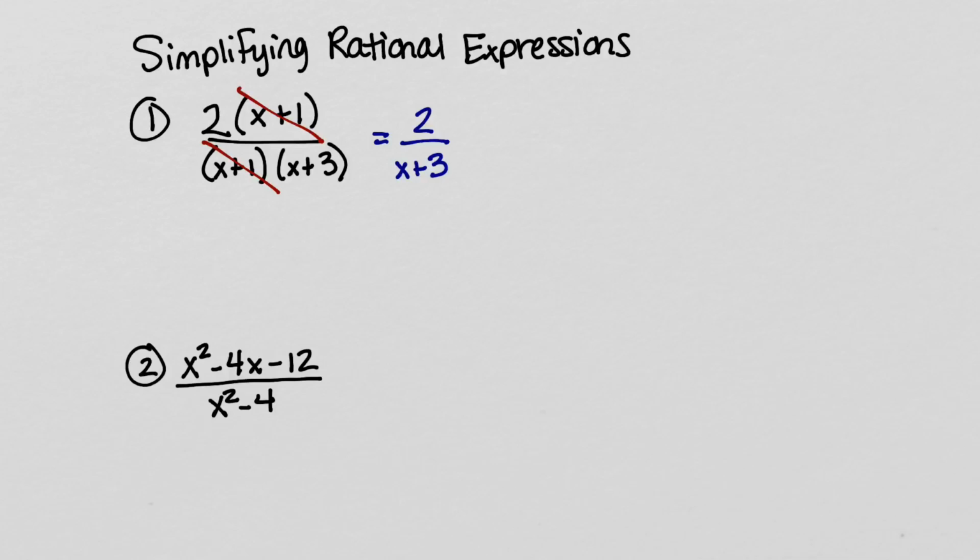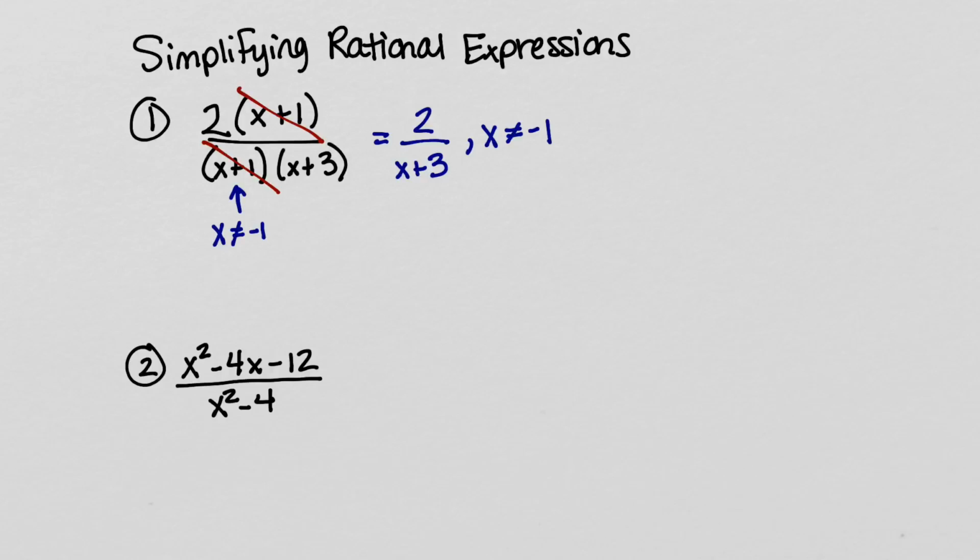The thing we have to remember is that when we have these things on the bottom, we can't have them being 0. So x plus 3 remained, this one did not. And if I solve that for 0, I actually get x equals negative 1. So in my answer, I'm going to say that x cannot equal negative 1, because that would make the whole problem not work out.